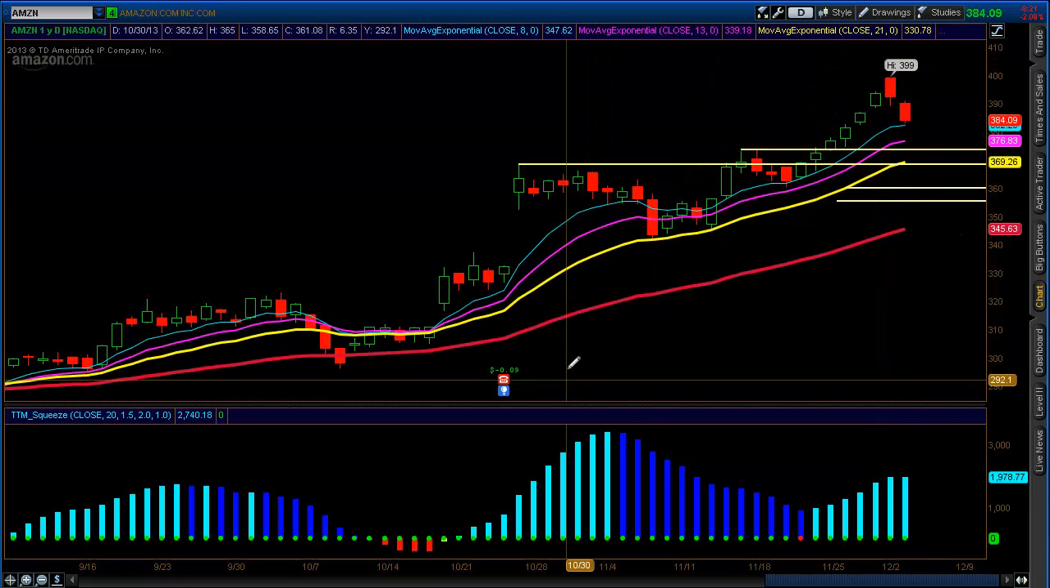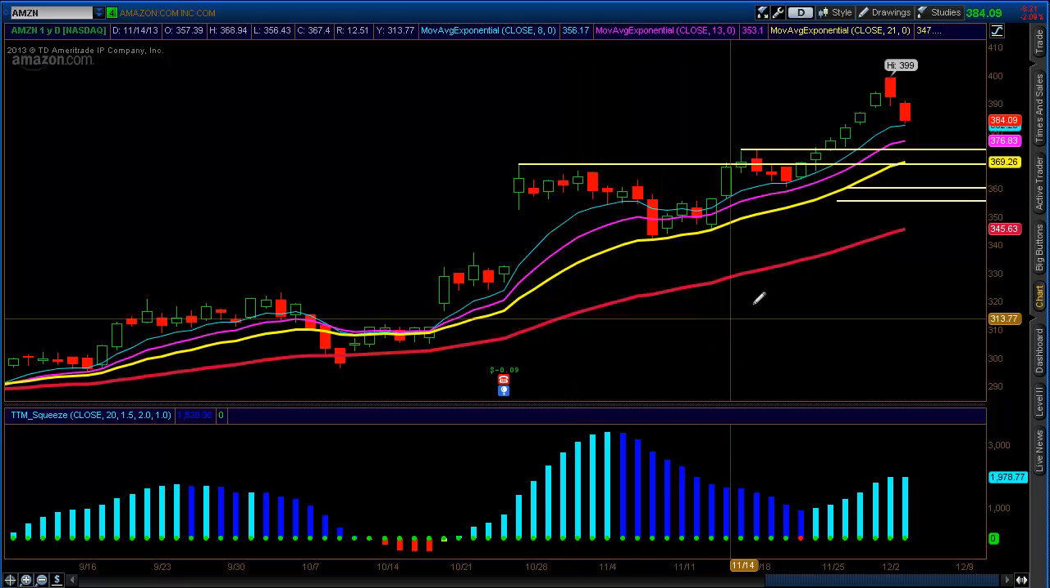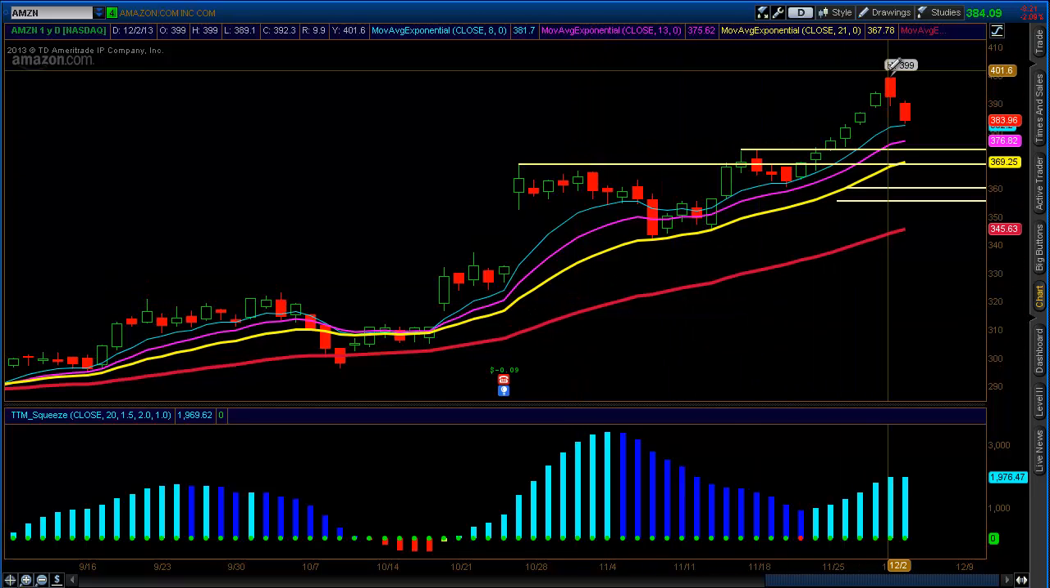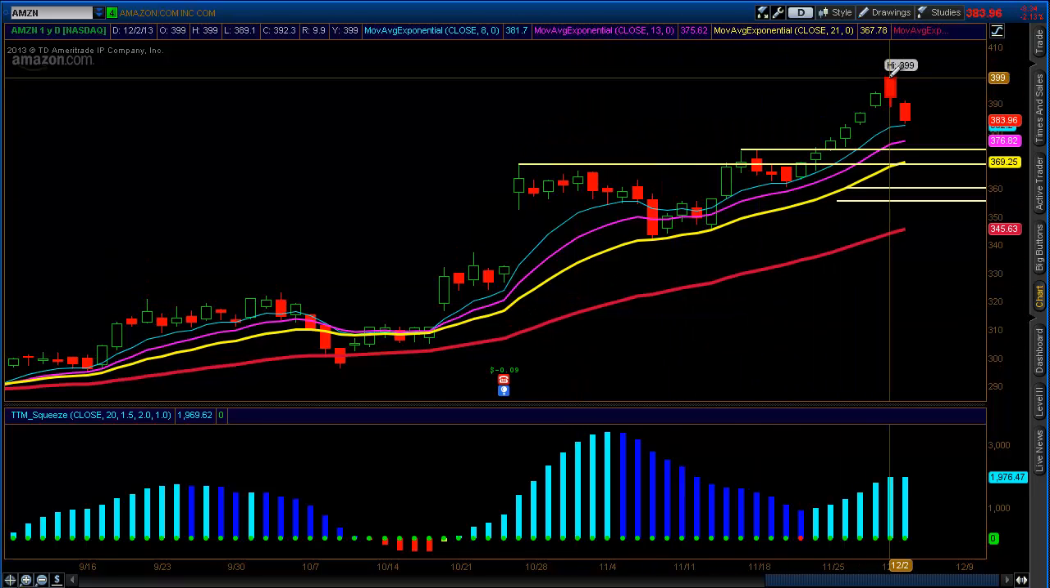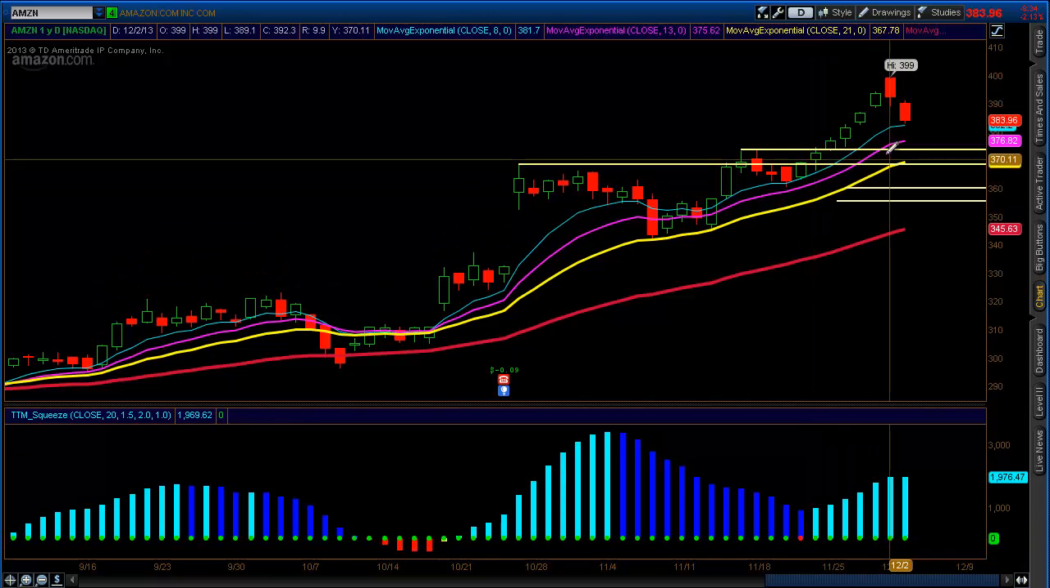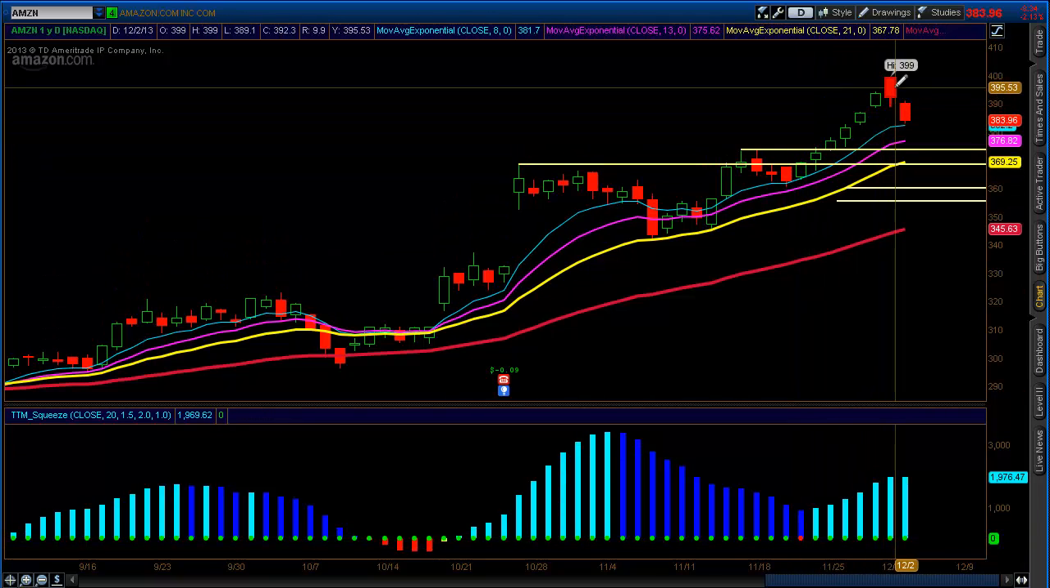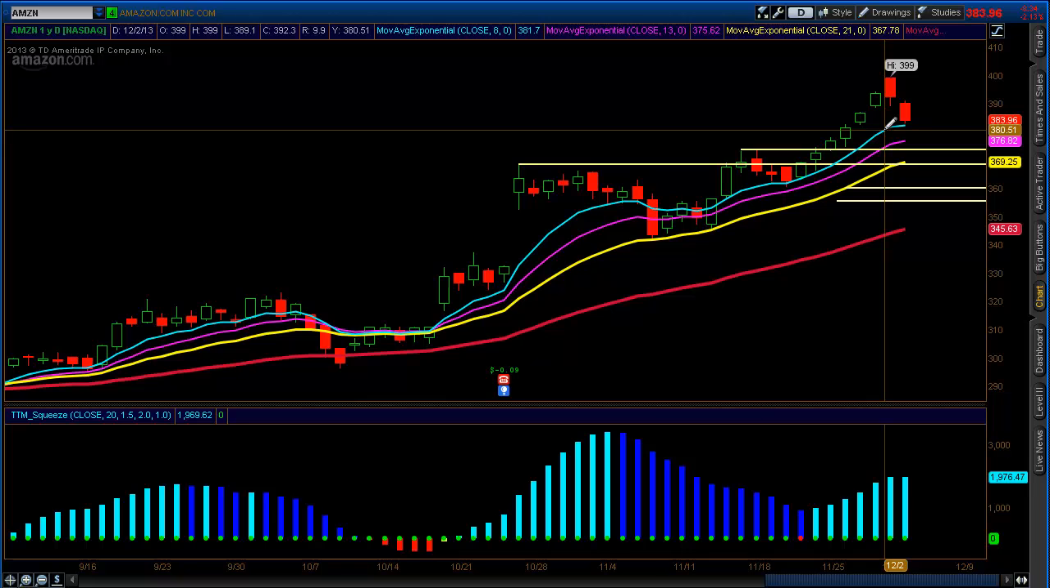And so why is Amazon a good candidate for this? Well, first of all, Amazon just hit this 52-week high. I'm not sure if that's an all-time high, but we hit a 52-week high. We're in the middle of a squeeze. So this stock is very, very bullish. We have some seasonality going forward as well.